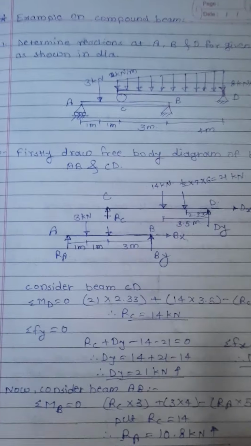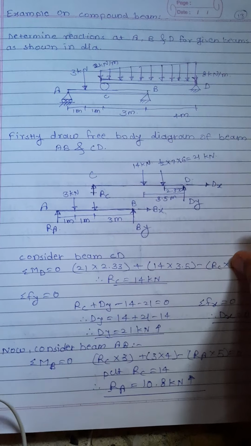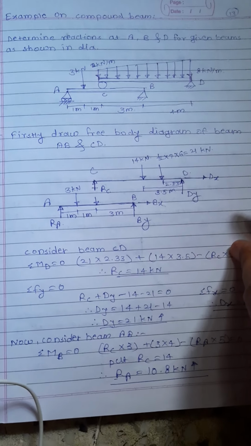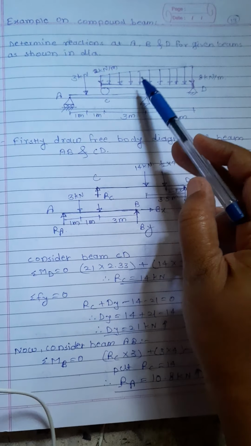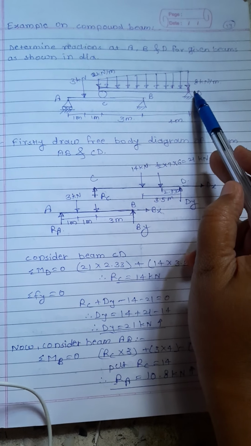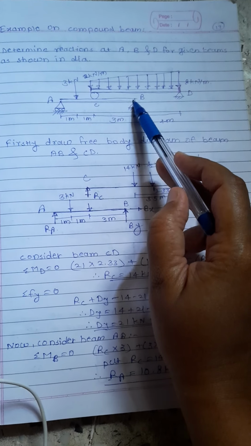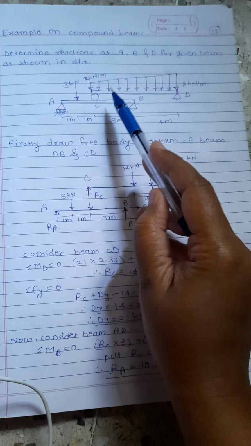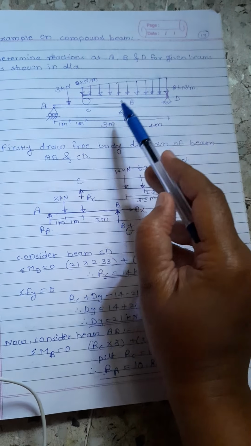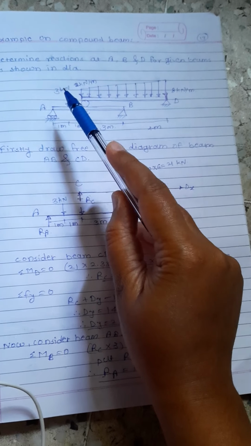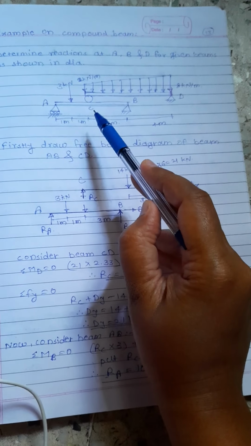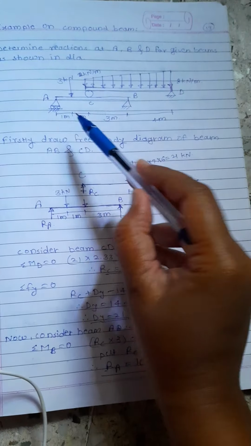Now we will see the numericals, one numerical of compound beam. Determine the reactions at A, B and D point for a given beam as shown in the diagram. Now one beam is there, this beam we can say it as this point as C. Beam CD is resting over the beam AB. On beam CD uniformly distributed load is there, and on beam AB only one force of 3 kilonewton is acting at a distance of 1 meter from point A.